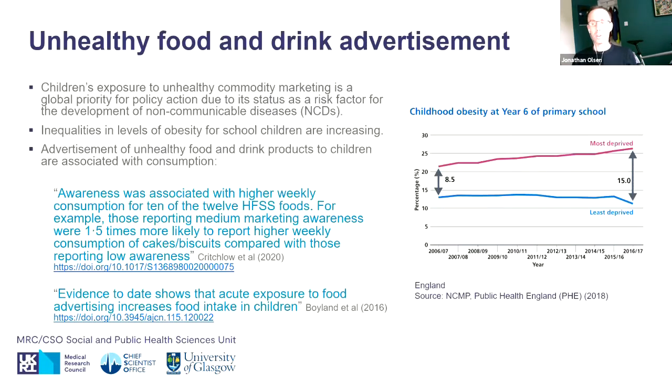So children's exposure to unhealthy commodity marketing advertising is a global priority for policy action, and that's due to its status as a risk factor for the development of non-communicable diseases. And inequalities in levels of obesity for school children are increasing. I've extracted some data from the National Child Measurement Programme in England, and what this shows is children's obesity levels at year 6 of primary school. So for Scotland, that year 6 is that last year of primary school before they enter secondary school.